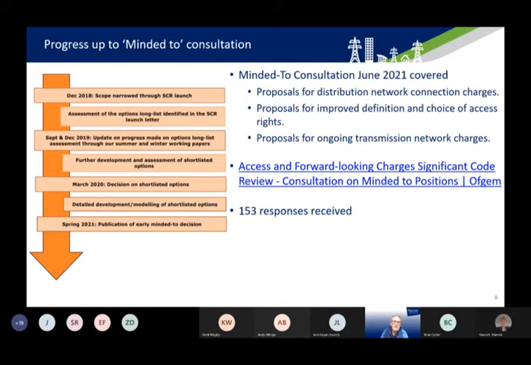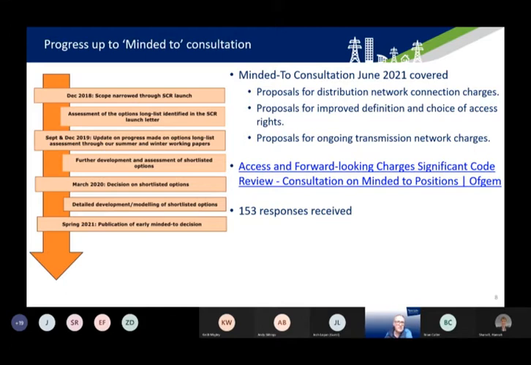Then in June last year, they issued their minded-to consultation on three bits of that: the distribution network charges, which we'll refer to as the connection boundary, a bit about access rights, and a bit about transmission charges. Most of the rest of the presentation will cover where those things have moved to since then. There's a link on there if you want to go back to the original consultation in June.